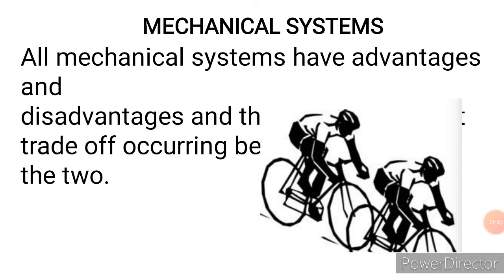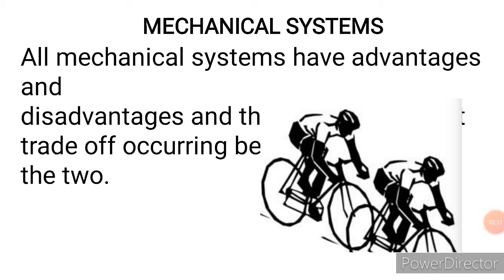Okay? An example is your bicycle. If you look at the bicycle very well, you discover that it has more than one simple machine. Is it not? Yes. All mechanical systems have advantages and disadvantages, and there is a consistent trade-off occurring between the two. Let's take a look at the advantage of this bicycle now and the disadvantage of this bicycle.